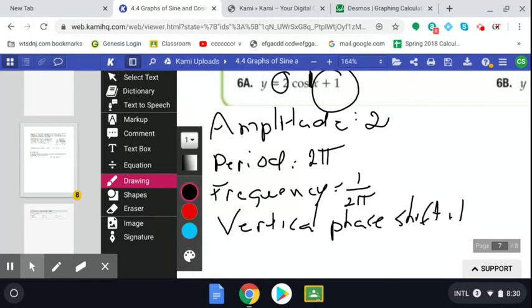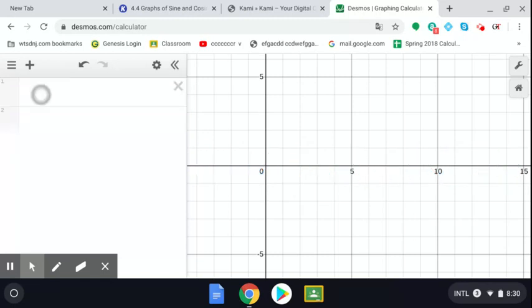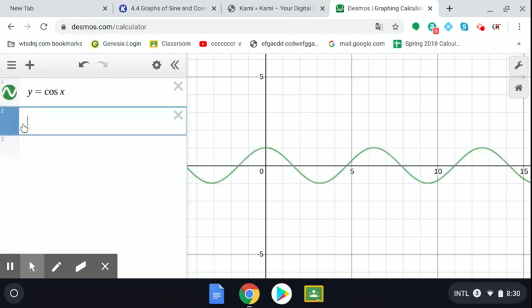Okay, so as far as graphing, instead of trying to do this by hand, everything's going to be shifted 1 up, the amplitude is going to be 2, and there is really no horizontal translation, and the period is just going to be 2 pi. So 2 cosine x plus 1. I would just do cosine x. And then 2 cosine x.